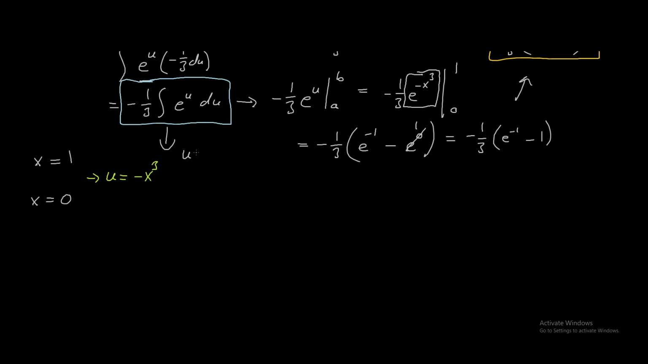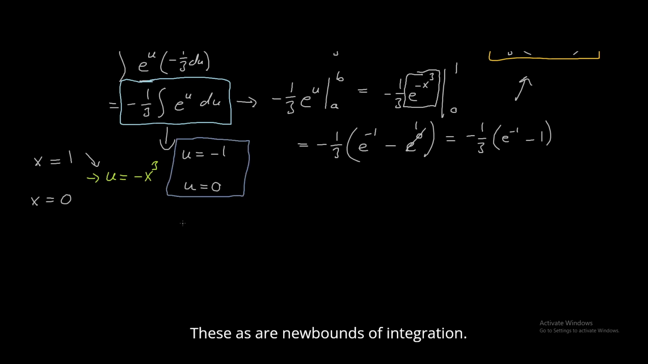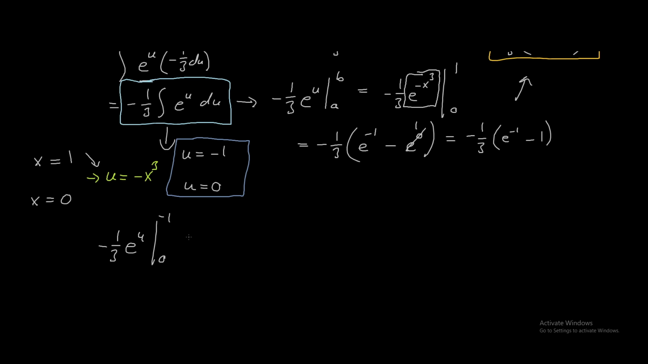So we plug in x equals 1, and we get u equal to negative 1 cubed, which is negative 1. Then you plug in 0; 0 cubed is just 0. And so we're left with these as our new bounds of integration. So now when we evaluate this integral, we have negative 1/3 e to the u from 0 to negative 1.